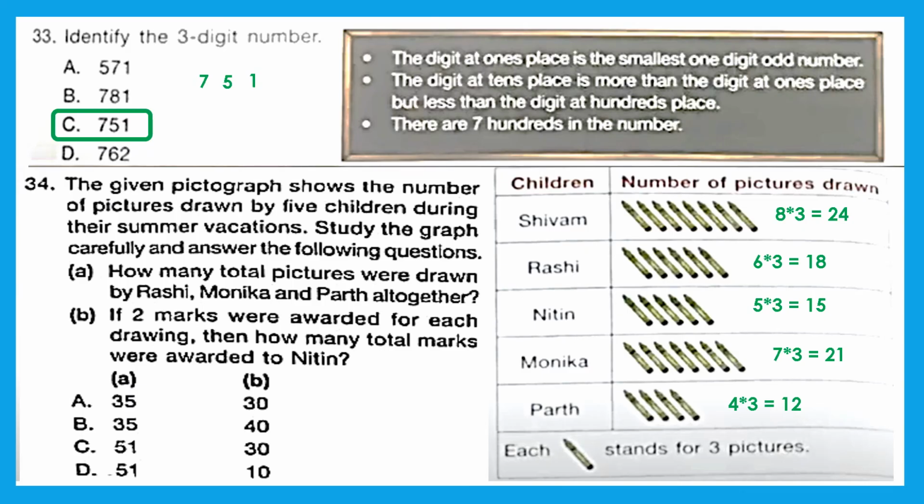A. How many total pictures were drawn by Rashi, Monica and Part all together? So we'll add 18 plus 21 plus 12 is equal to 51. So the right answer for A is 51. So we have a competition between C and D because they have 51 as a value for A. Now let's see B. If 2 marks were awarded for each drawing, then how many total marks were awarded to Nitin? So Nitin has drawn 15 pictures and each picture got 2 marks. So 15 into 2 is equal to 30. Right option over here is option C, A as 51 and B as 30.